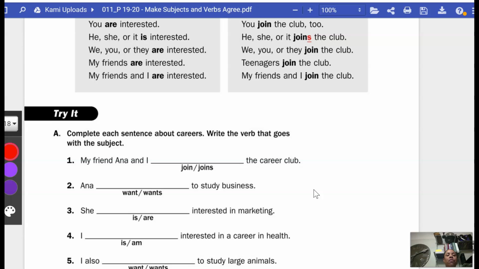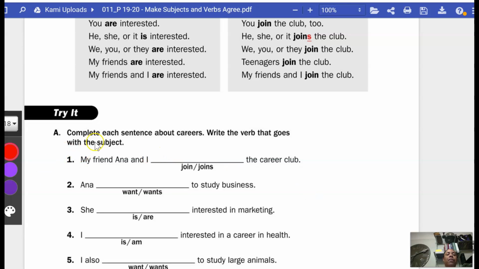Okay, so we're going to do the first section, number 1, together. So the directions say complete each sentence about careers. Right, well, you're going to type the verb that goes with the subject, okay? So if you take a look, my friend Anna and I blank the career club. So if you remember from a little time back, we talked about how to find the subject of a sentence. You have to ask yourself, what is the sentence about? Is it about the career club or is it about my friend Anna and I? Well, in this case, we're talking about Anna and I.